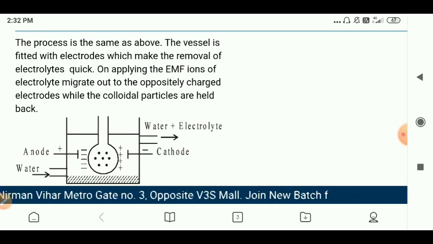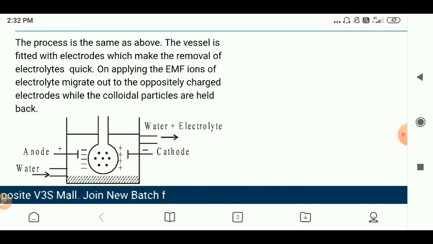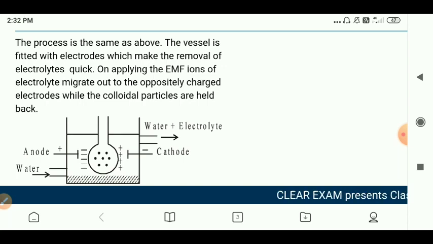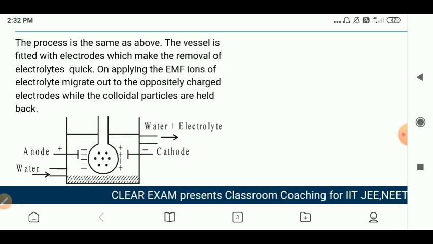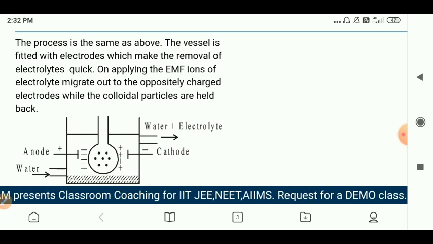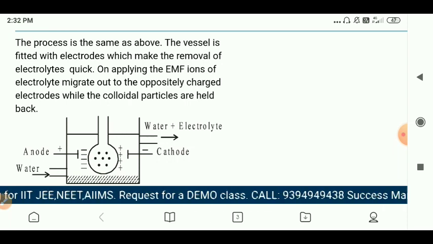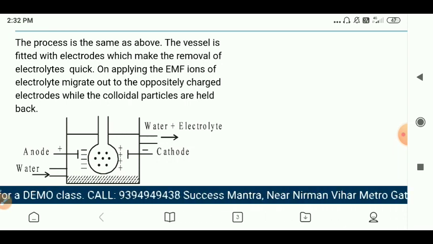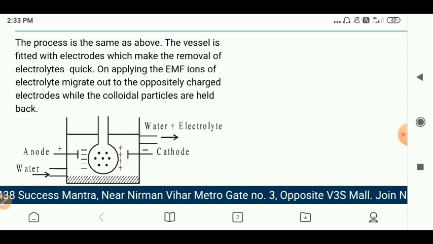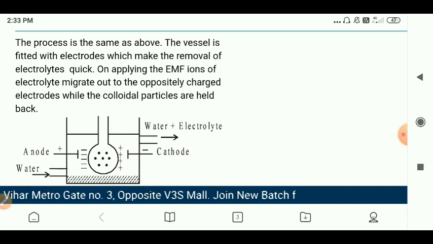So when the EMF is applied, what about the ions of the electrolyte? The ions of the electrolyte migrate out to the opposite charge electrodes. So by applying the current, the charged ions are moved towards the opposite charge electrodes. The anions are moved towards the anode, the cations are moved towards the cathode. Finally we get the chargeless, neutral colloidal particles held back. Held back means they remain in the parchment bag. Such a dialysis is called electrodialysis.